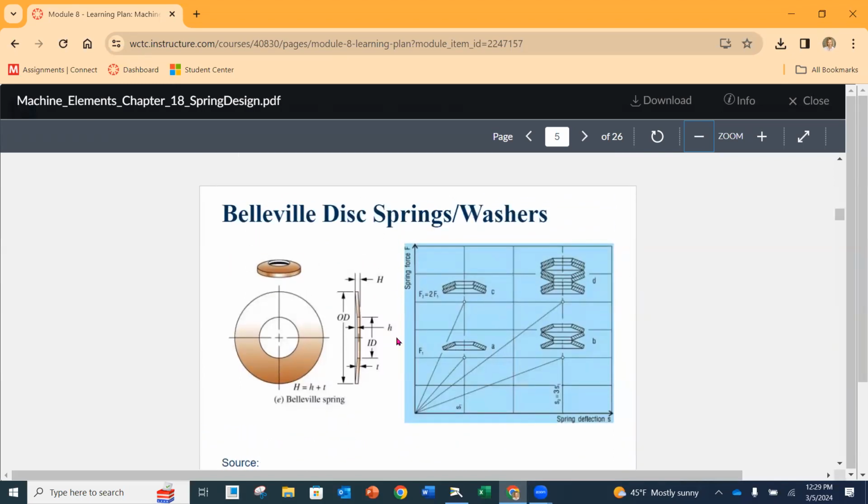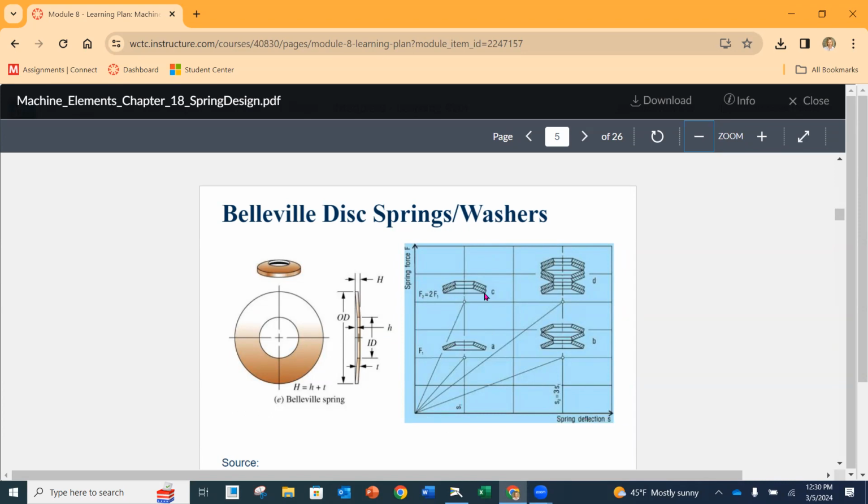So this first one here, this is spring force in the Y direction and spring deflection in the X direction. So this is an example of one washer. Your baseline would be one, right? You have your starting point for force and deflection. If you stack them in parallel, you are doubling your force, but your deflection's the same. So you can stack a bunch of these in parallel and just increase your force, but it only travels the same amount.